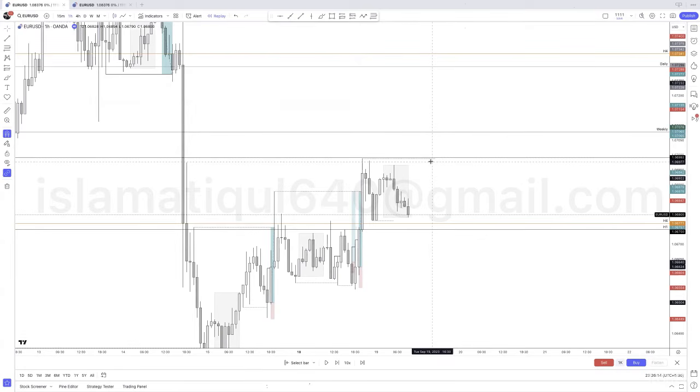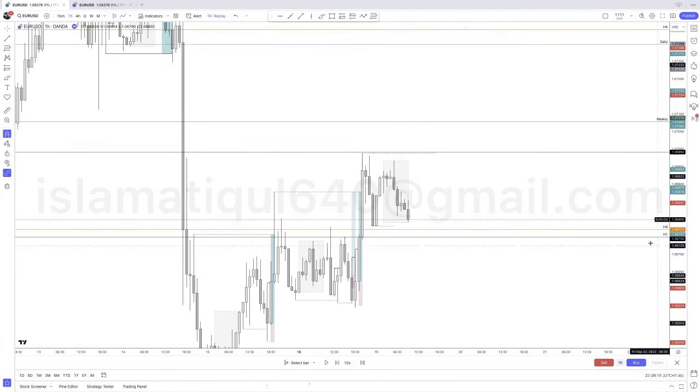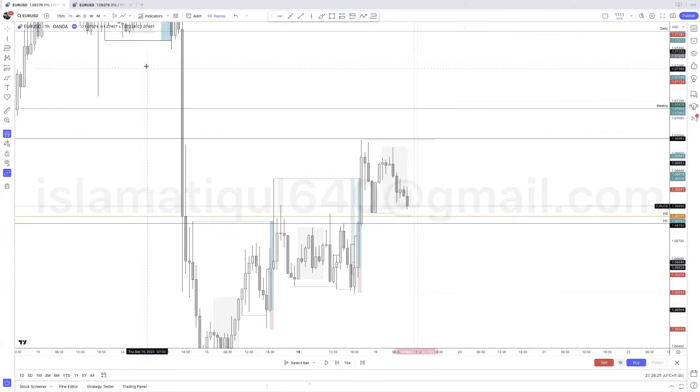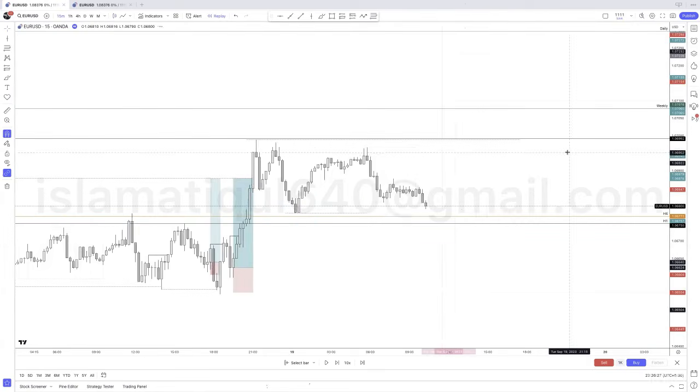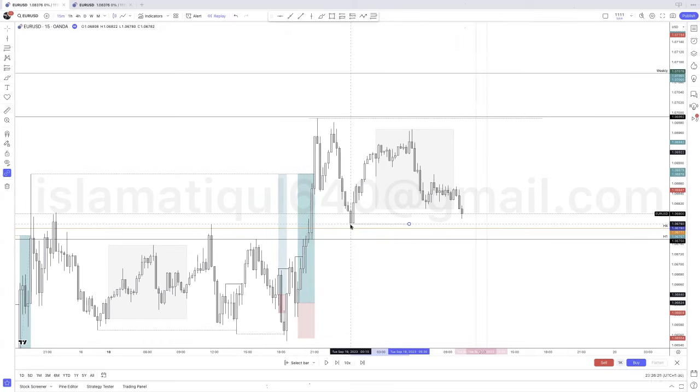So let's see. Then timing: London kill zone and London open. We're going to time that. Wait for a rejection inside of this zone. If we get that, we're buying it up into the next zone. So let's see.